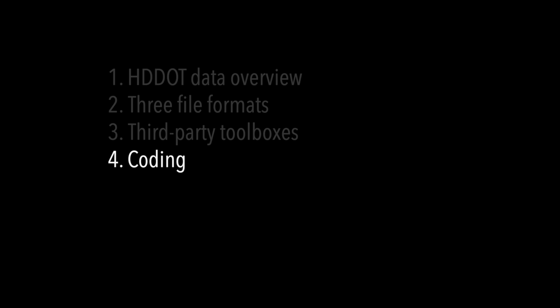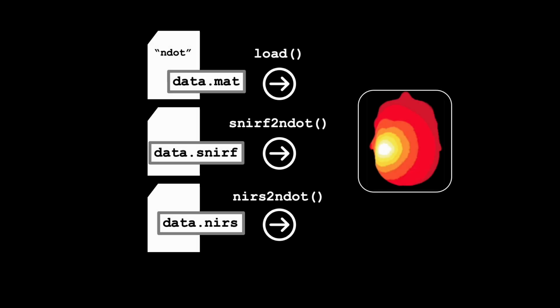NeuroDOT provides separate functions for processing SNIRF, NIRS, and ndot files. The input functions are shown here. To read a SNIRF or NIRS file, use the function SNIRF to ndot or NIRS to ndot. For data in ndot format, use the MATLAB load command. These functions parse the file and create internal NeuroDOT data structures required for processing. NeuroDOT data structures can be written as a SNIRF or NIRS file using the ndot to SNIRF or ndot to NIRS function. To save as an ndot file, use the MATLAB save command.